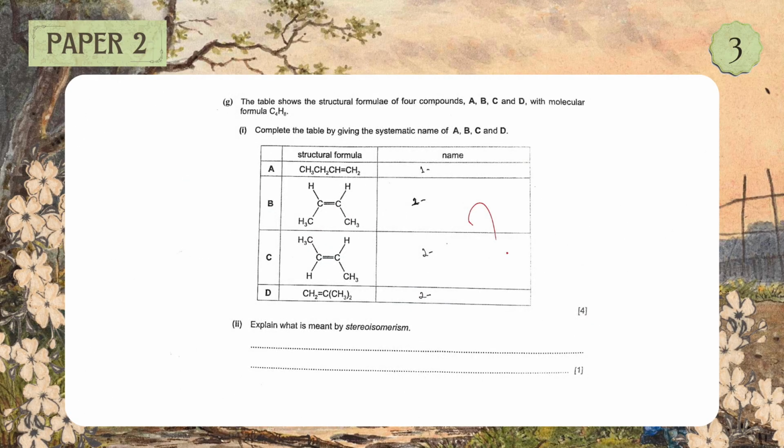For the table in 3Gi, A is but-1-ene, B is cis-but-2-ene, C is trans-but-2-ene, D is 2-methylpropene. Lastly, stereoisomerism: compounds that have the same structural formula but a different arrangement of atoms in space. The atoms are connected in the same order, but their three-dimensional arrangement is different, giving different stereoisomers such as cis-trans isomers.